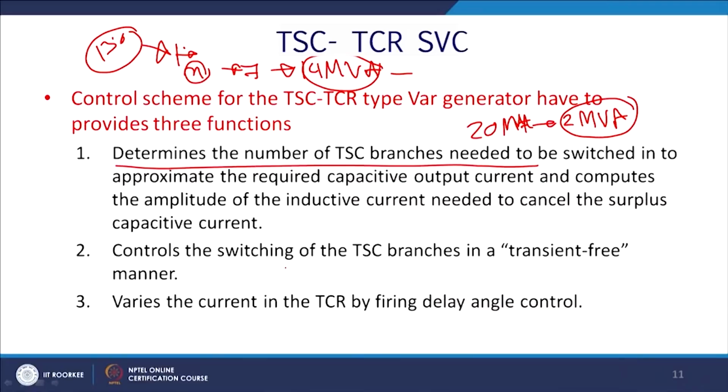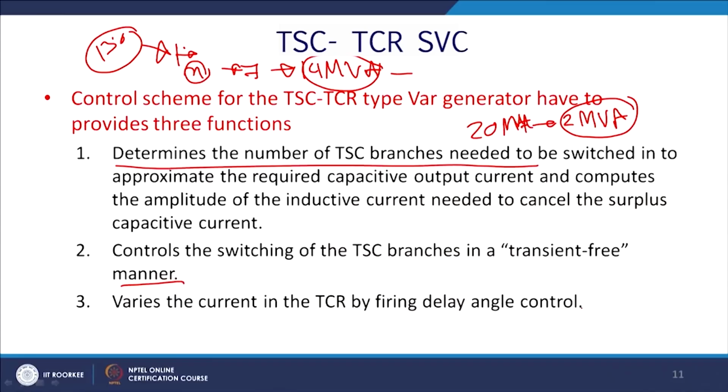Next slide. The controls the switching of the TCSC branches in a transient free manner. That is very important, since you are inserting a capacitor. So, you have to do the 0 voltage switching that we have discussed previously. When you are inserting a capacitor, ensure that the supply voltage and the capacitor voltage are the same, or that the supply voltage is 0 when you switch on this capacitor. Vary the current in the TCR by firing angle delay control.